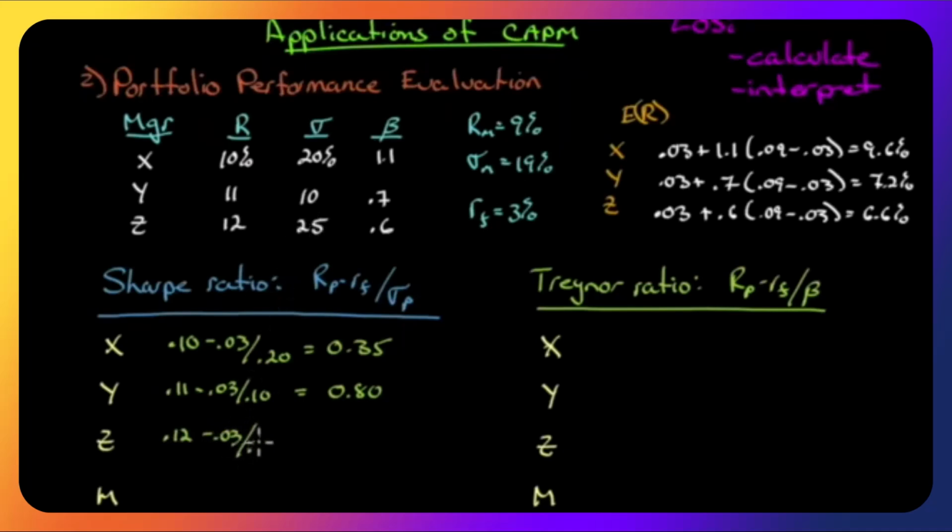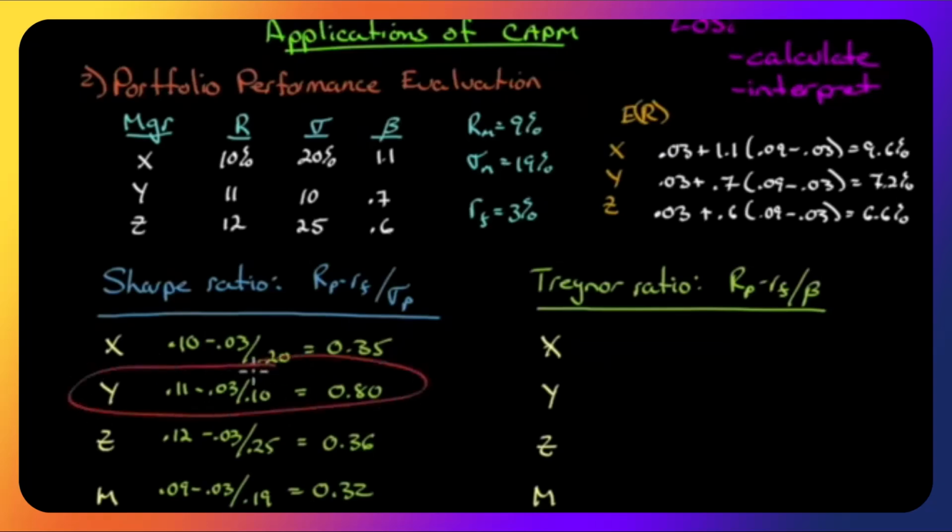Based on a risk-adjusted basis, total risk-adjusted, now we're adjusting for total risk, Z pretty much returned the same as X on a risk-adjusted basis. It's just Z probably was a cowboy and took on a lot of risk. How'd the market do? Did they beat the market? Market was 0.09 minus 0.03 over 0.19 for the market, 0.32. So they all came in better than the market, but our clear winner is Y. Based on total risk. Well, let's see how they did based on just systematic risk, just the systematic risk that they took on.